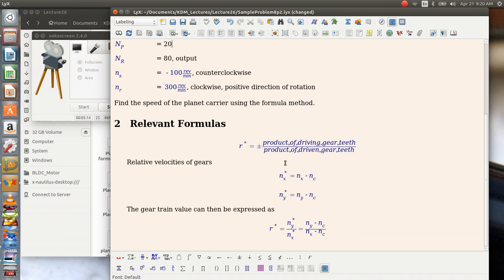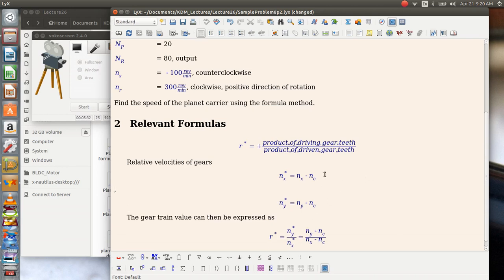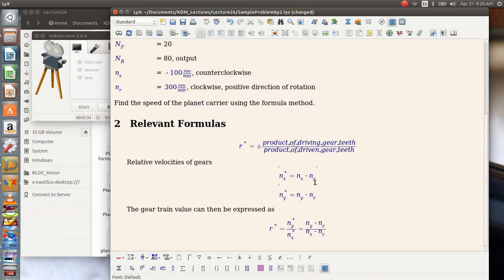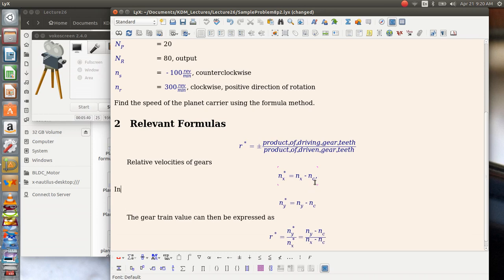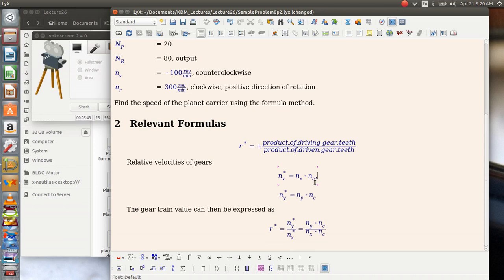When we have the relative velocities of the gears, we can get an alternate expression for the gear train value. It's equal to the relative velocity of one of the gears divided by the relative velocity of the other. Normal practice indicates that we call the x our input, and that didn't work out quite right, did it?